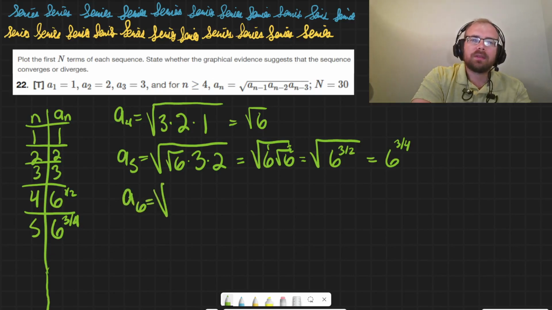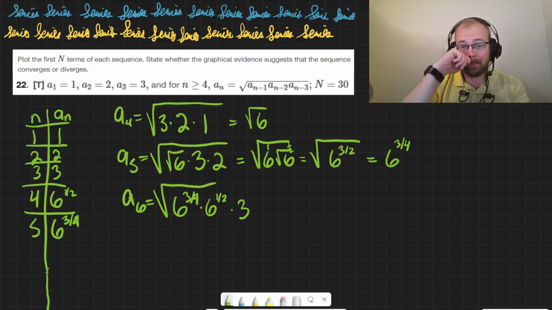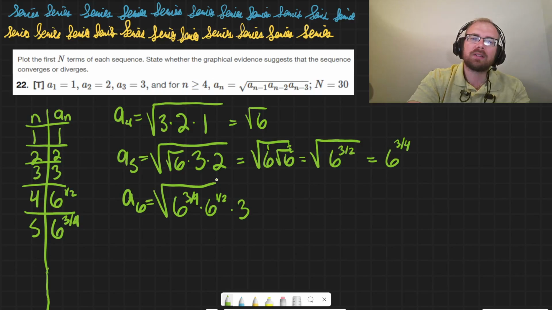a6 is the square root of the previous term times the one before that times the one before that. Okay, this time it looks like we're not getting another 6. We've got a 3. Two times before that it was 3 times 2, so we had a 6 in there. This one's just a 3, so I don't know. Let's see. We couldn't really write that as a power of 6.